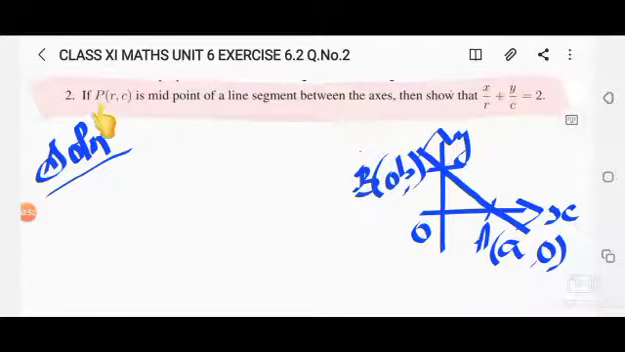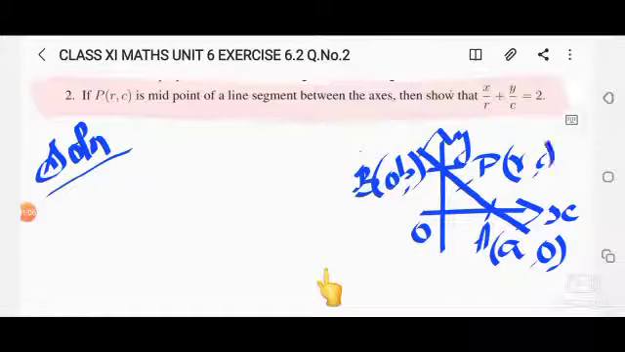Okay, again read the question. If the coordinate P of r comma c is the midpoint of a line segment between the axes. So assume that the midpoint is on the line. This is a point P where the coordinate is r and c. Now whatever information we have gathered, let us write it here.